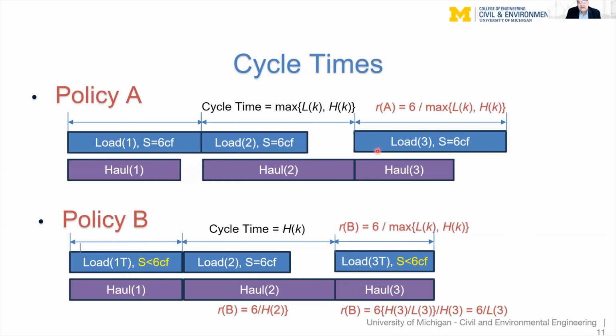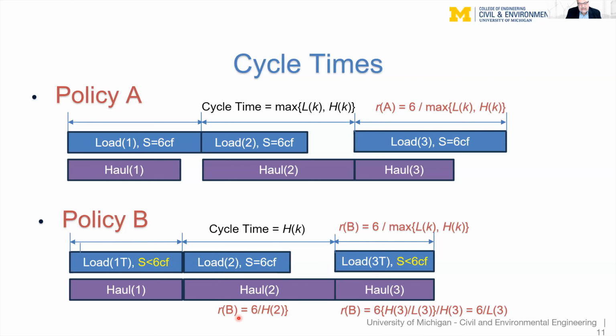That shows this load 1 needs to be truncated to the duration of hole 1, and this load 3, which is very long, needs to be truncated to the duration of hole 3. In these two cases, where load gets truncated, the amount of soil that gets loaded into the wheelbarrow is less than 6 cubic feet. So how much production do we get in each cycle?